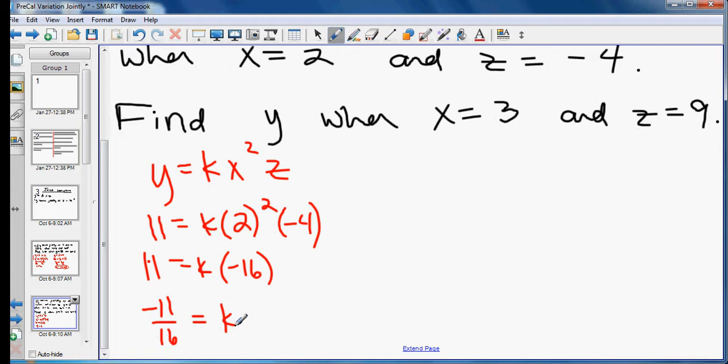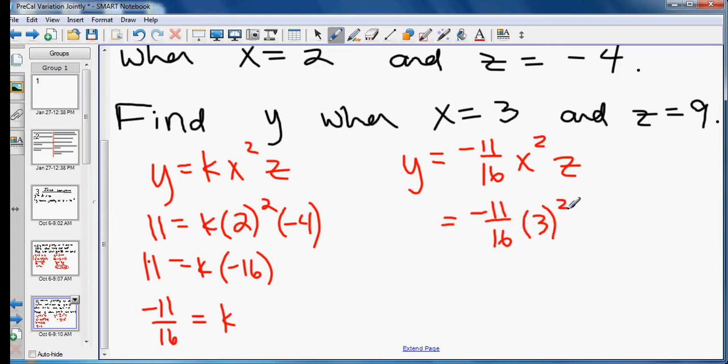So the first set of numbers they gave me allowed me to solve for k. So I can rewrite the equation now with k plugged in. Now I can actually solve the problem they asked me to do, which is to find y when x is equal to 3 and z is equal to 9. So if we multiply negative 11 over 16 times 3 squared times 9, we end up with y equaling negative 55.6875.